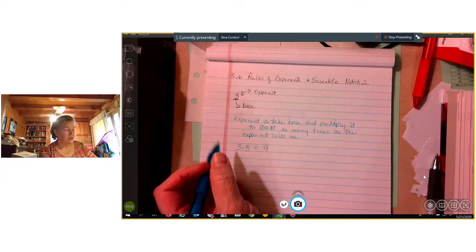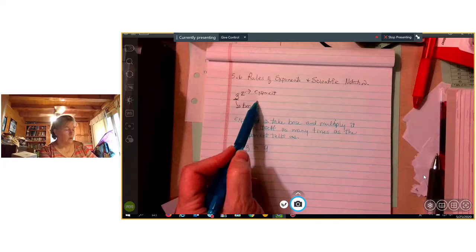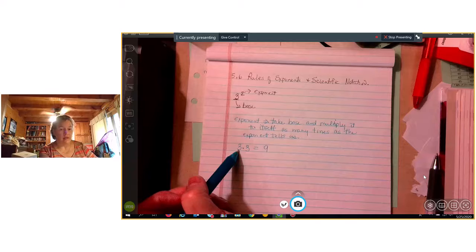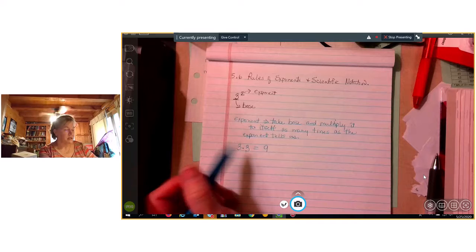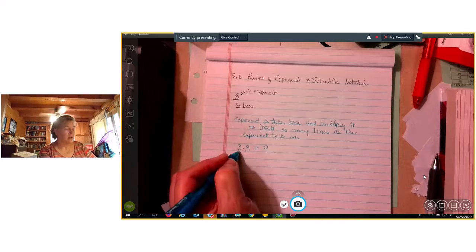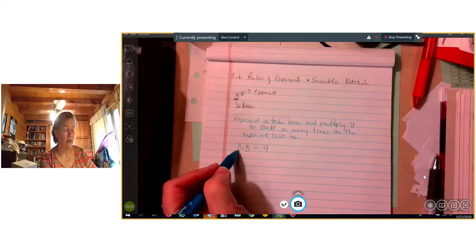Now, some students and some people still, they'll do 3 times 2 and get 6. Well, correct, there are some that you can do that. 2 is one of those that kind of plays tricks on you, so that's why I did the base of 3. So 3 squared, and we call this 3 squared, is going to be 3 times 3, which equals 9.